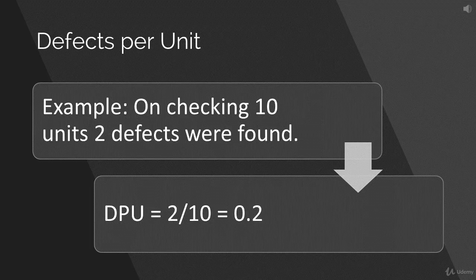Then what is the DPU? DPU can be calculated by the number of defects divided by the total number of units. So 2 defects divided by 10 units will give us DPU equal to 0.2 here. So this was about defects per unit.